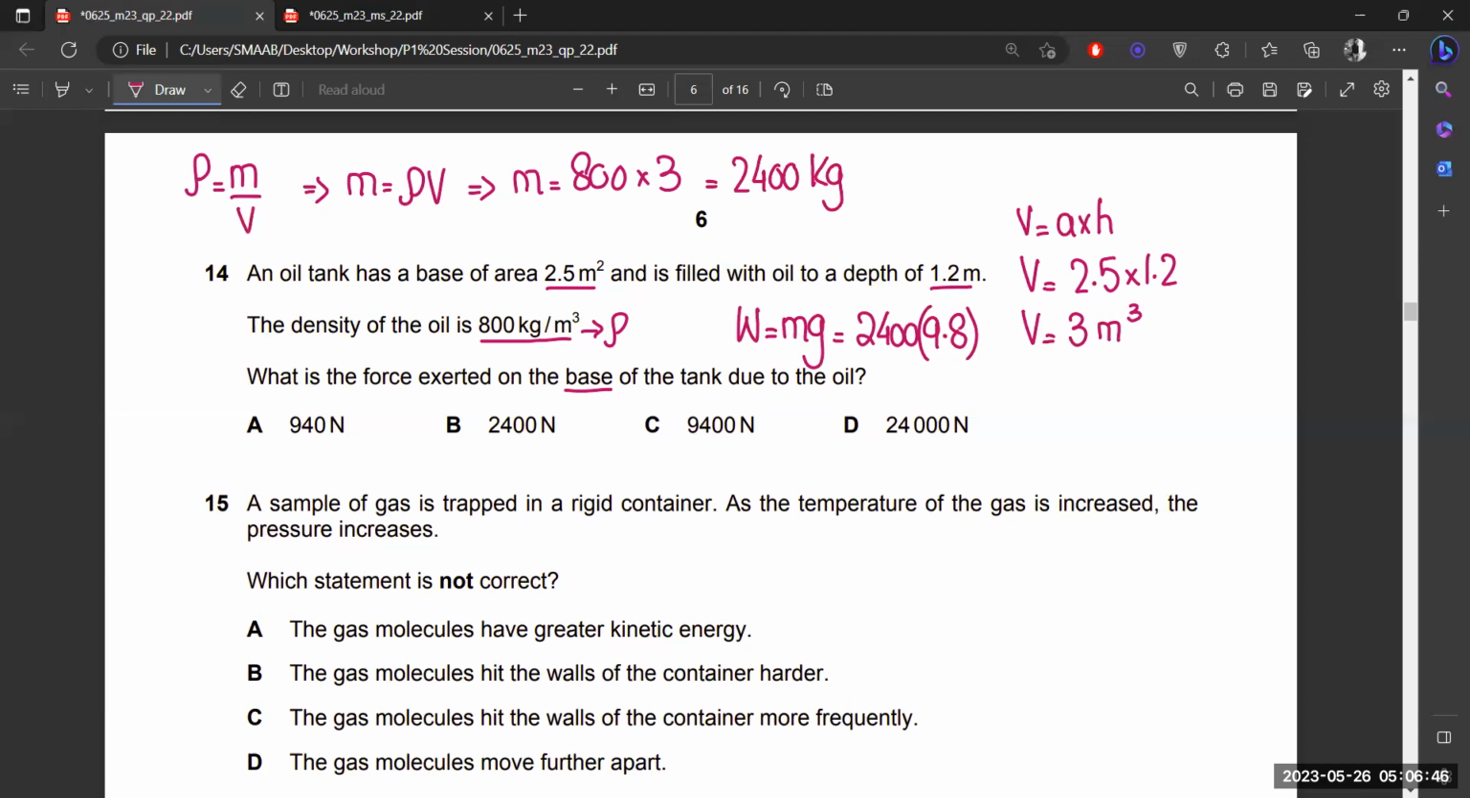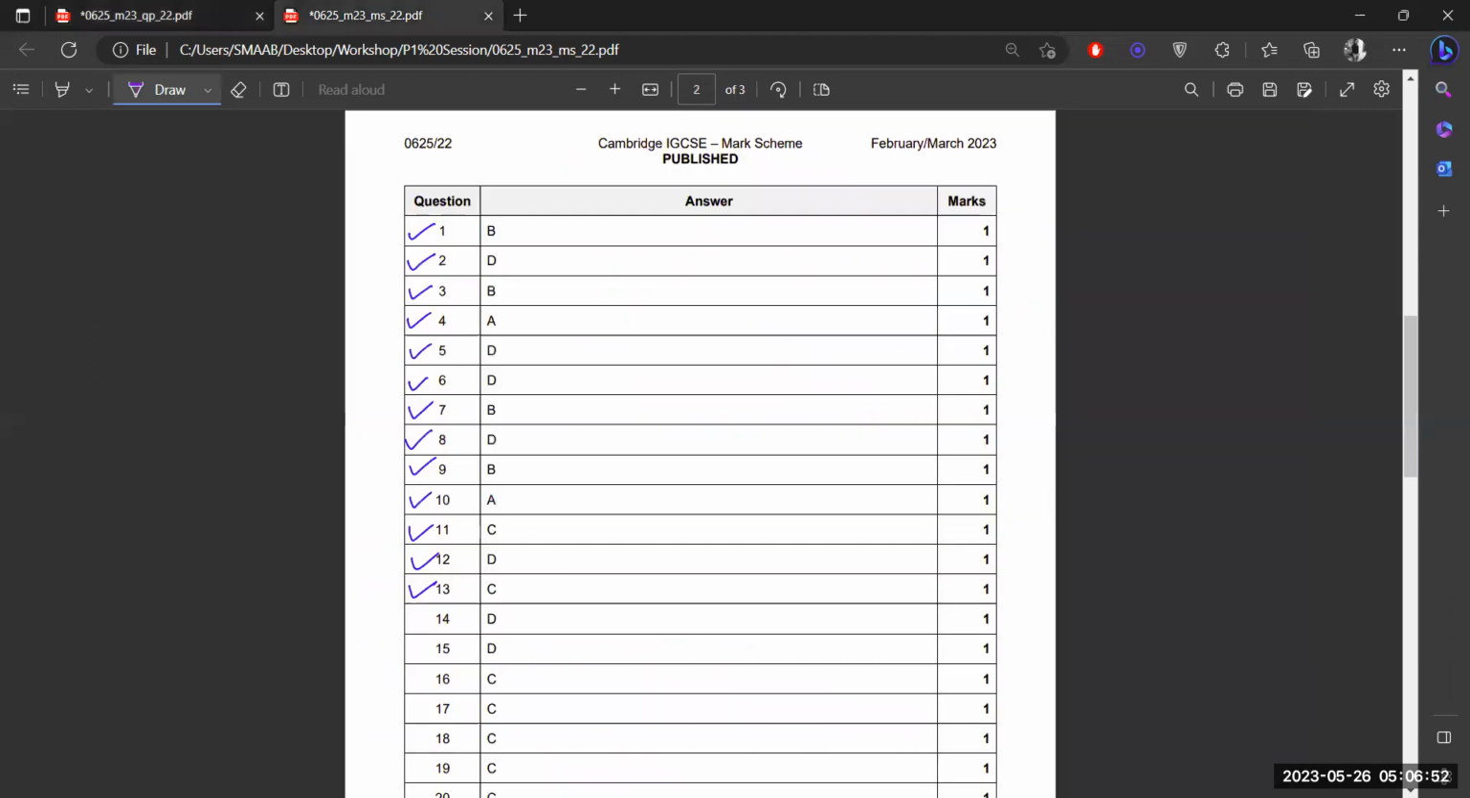23520. It means rounded off, 24,000. That is option D.